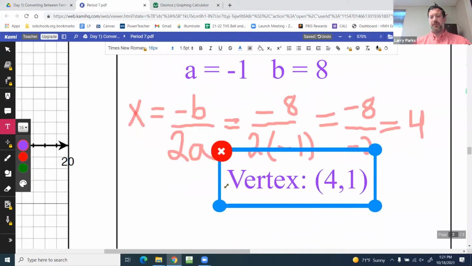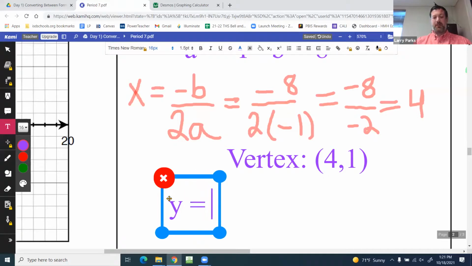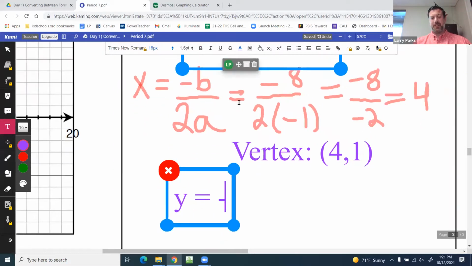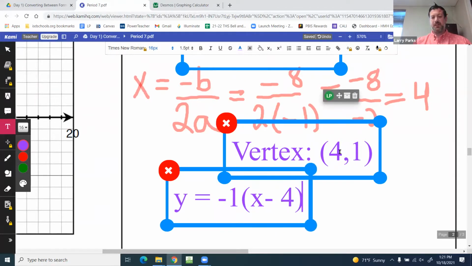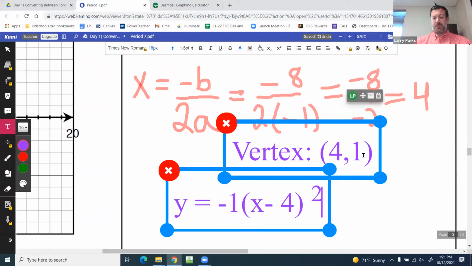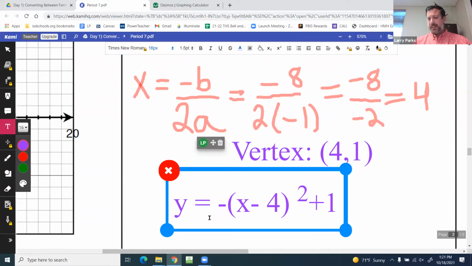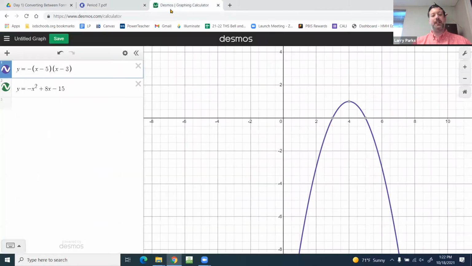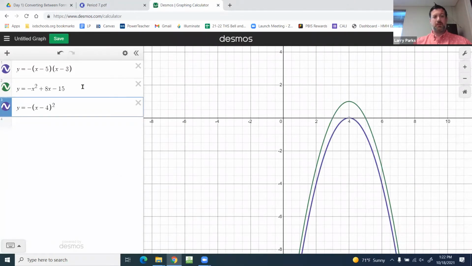Which means I could write this down in vertex form. The vertex form would be y equals, and my a value is negative 1, so I put negative 1. And then x, change my x value, that'd be minus 4, squared to make it a parabola. And then bring down my 1, be plus 1. Now, technically, you don't need a 1 there. You could just make that negative, that means negative 1. Let's go type that in and see if it's the same thing. Ah, beautiful. So they are the same thing.